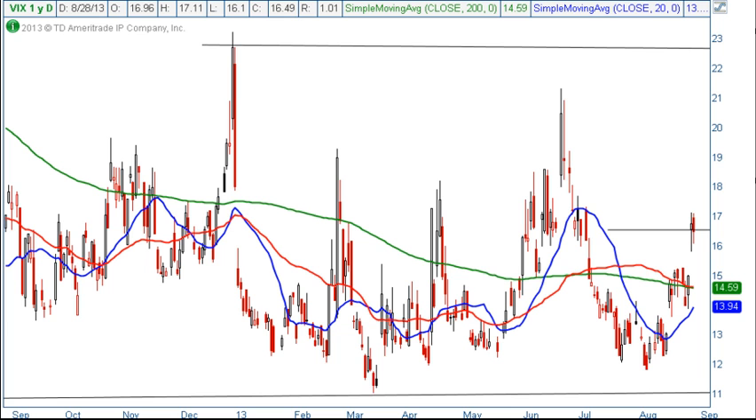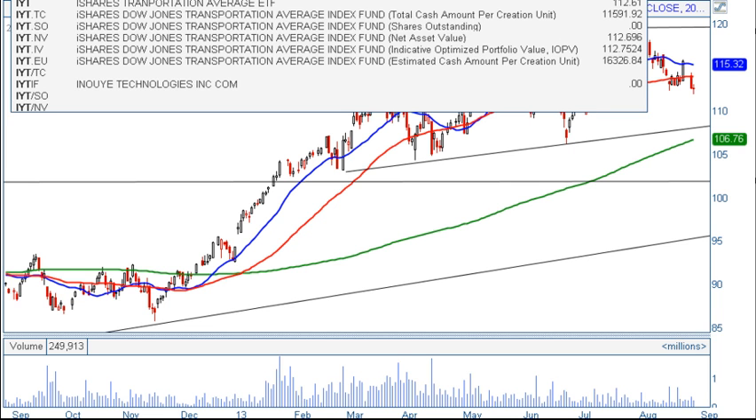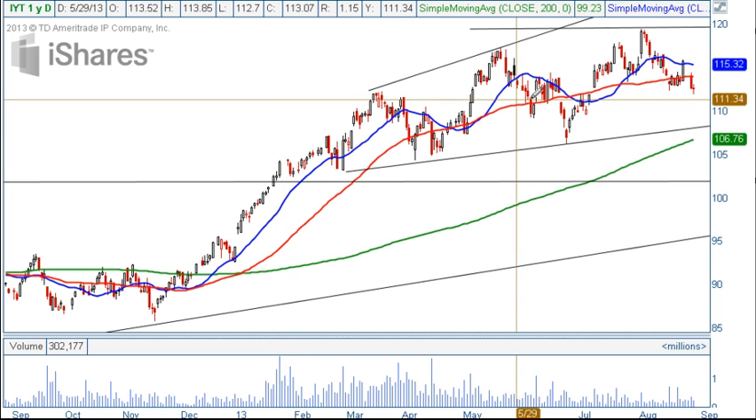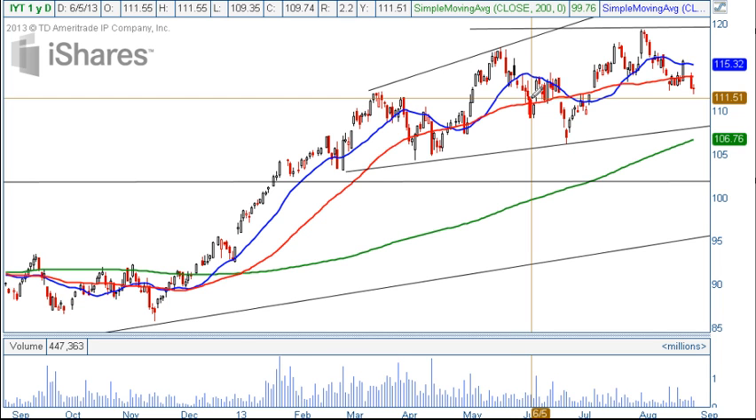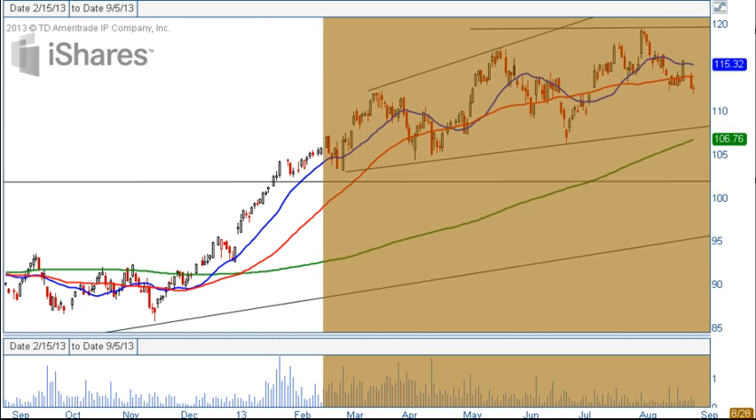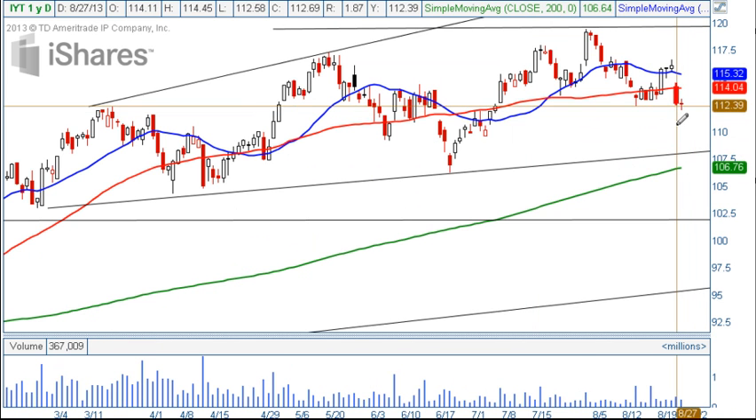Here's a look at the transports, IYT, and the transports have essentially gotten hammered. They got up to 120, and since then have really gotten hit hard. Yesterday we saw some more weakness come into the transports, and today I would expect a bounce. We actually took out the previous lows.